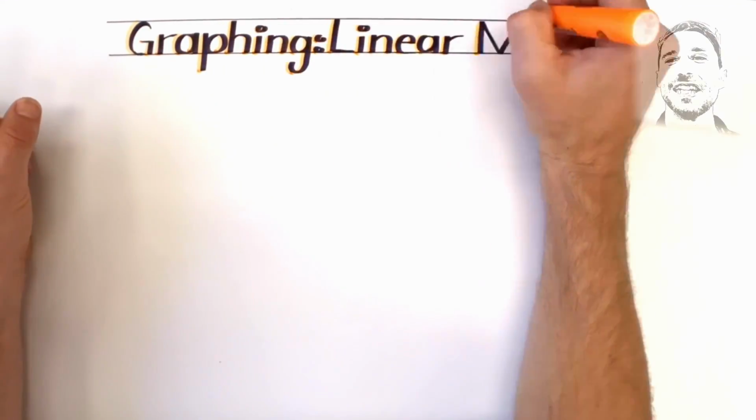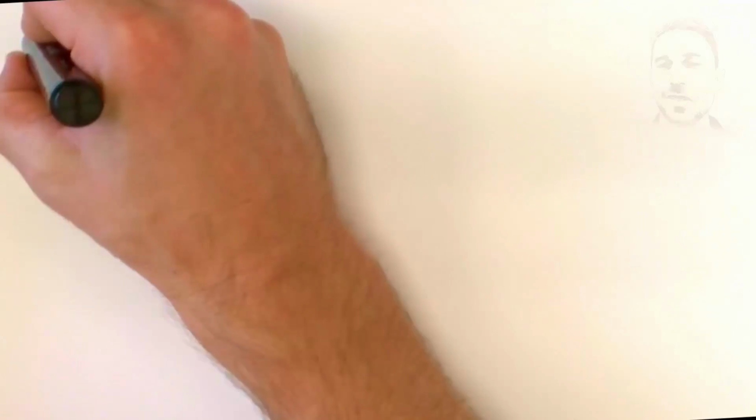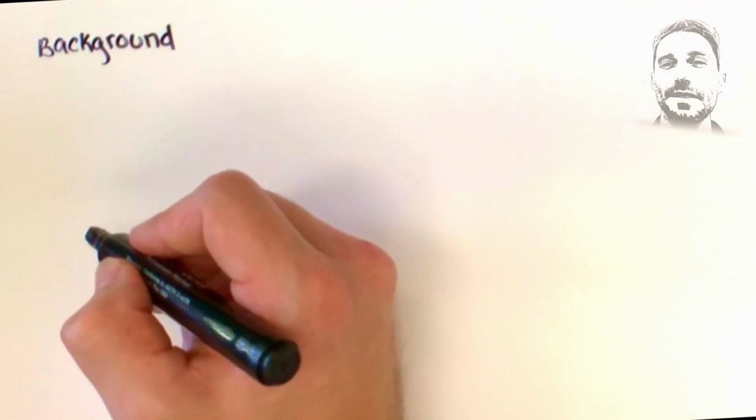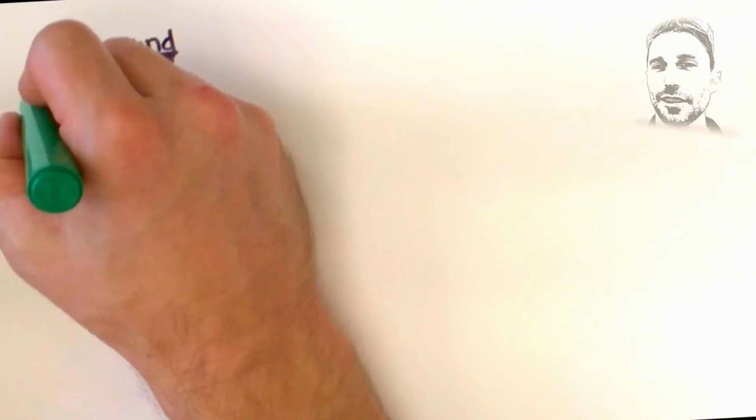Today we're going to be looking at graphing linear motion. So we have three different ways we'll look at this. First, let's get a little bit of background. What we want to be doing is thinking about, and I'll color code these things.